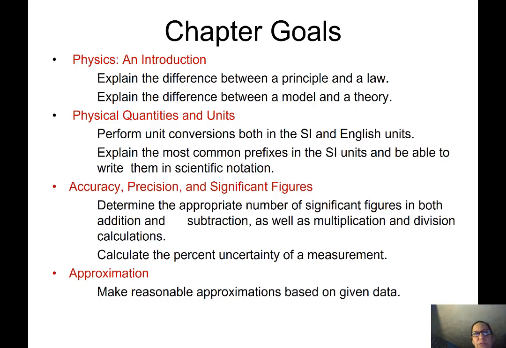So what are the chapter goals? Basically, we'll introduce physics as an introduction, explain the difference between a principle and a law, physical quantities and units, accuracy, precision, and significant figures, and approximation. But before we get into the nitty-gritty of these estimations and significant figures and other concepts, let's talk a little bit about why physics is necessary.